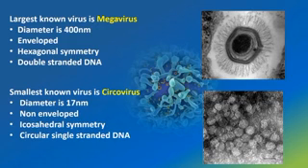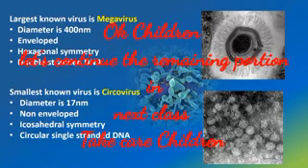The next one is the largest virus, known as megavirus. The diameter of the virus is 400 nanometers. It is surrounded by an envelope, it is hexagonal in shape and it possesses double-stranded DNA. At the same time, the smallest virus in the world is circovirus. The diameter is 17 nanometers. It is non-enveloped with icosahedral symmetry. Normally, it possesses a circular single-stranded DNA.